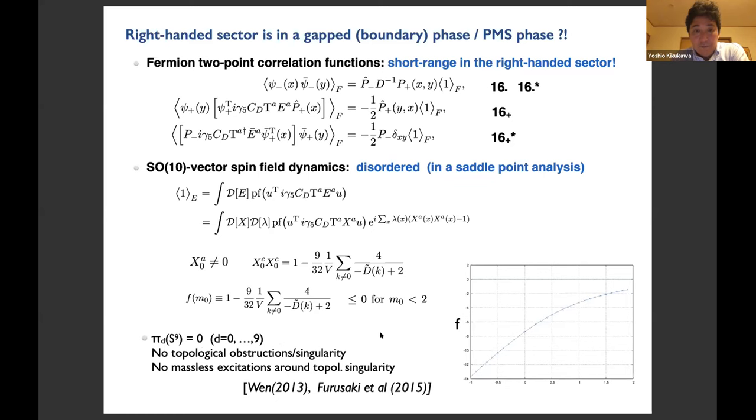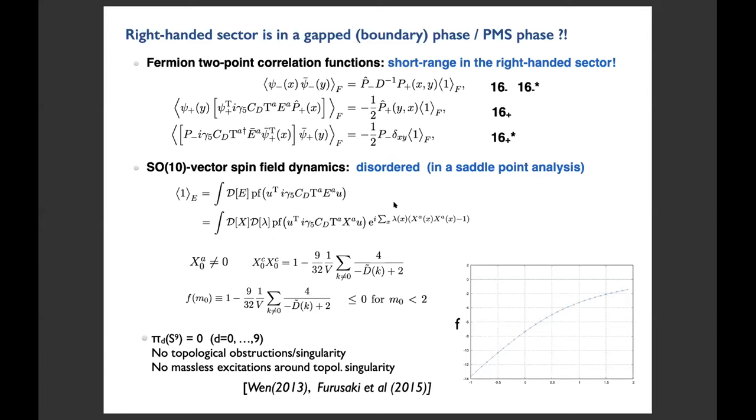Okay. So this is a rather simple computation, but I can argue with this result that all the right-handed fields, all the fields in the right-hand sector, are in a disordered gapped phase.